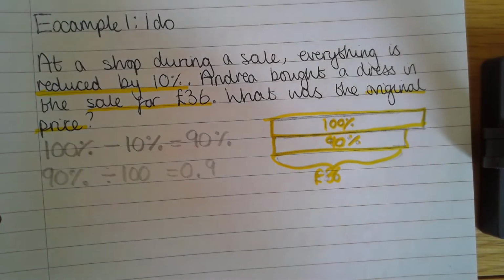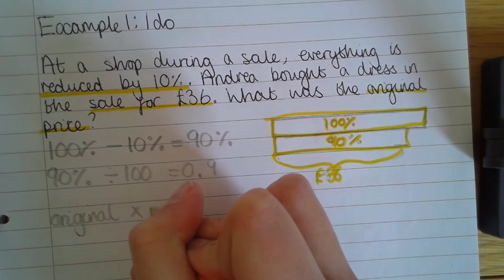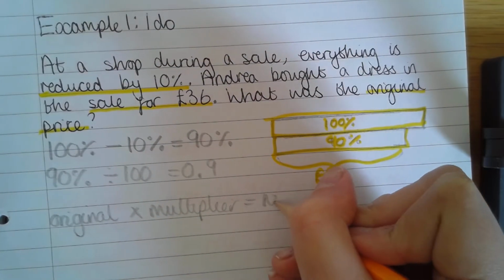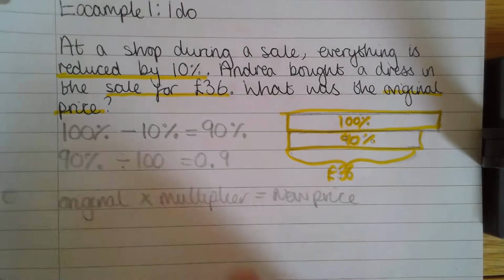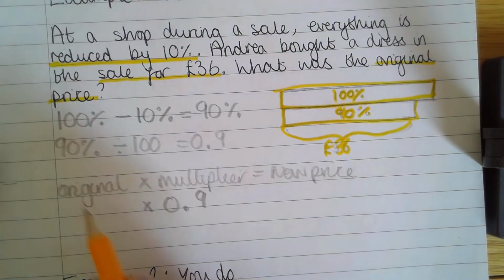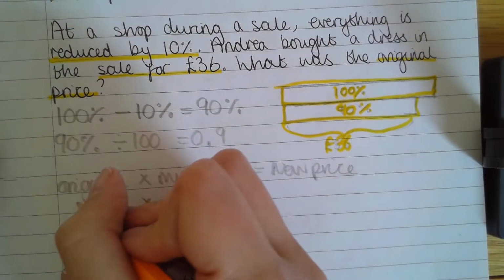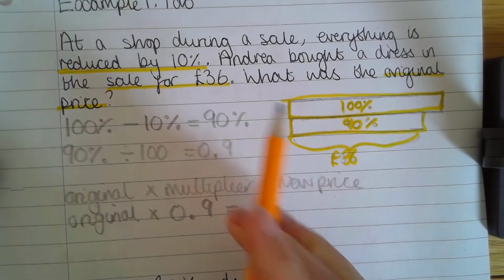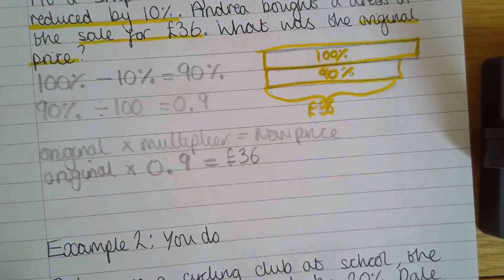Okay, that important formula that you wrote down earlier was original times multiplier equals new price. Okay, we know what the multiplier is because we've just worked it out. We don't know the original amount because we want to find the original. So we don't know this, so I'm just going to keep that as original. And we know the new price because it says she buys her dress for £36. So I'm going to put £36 over here for new price.